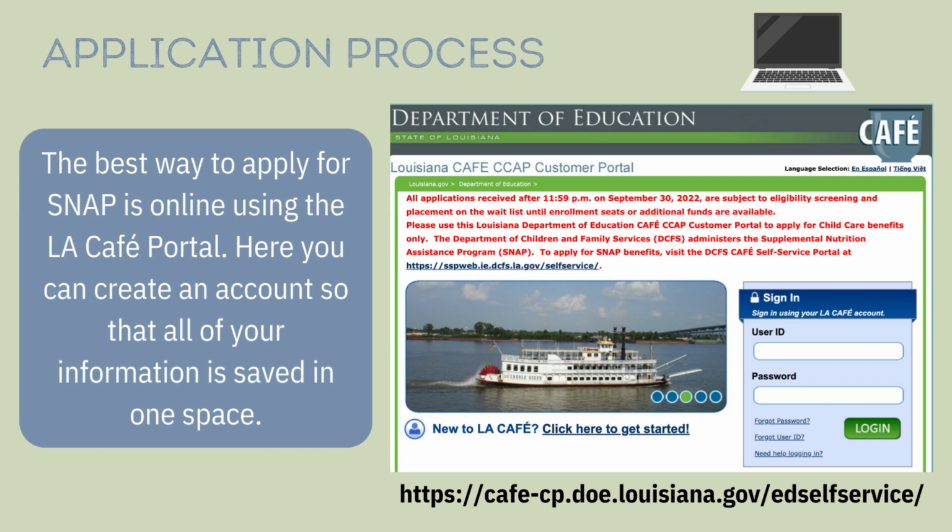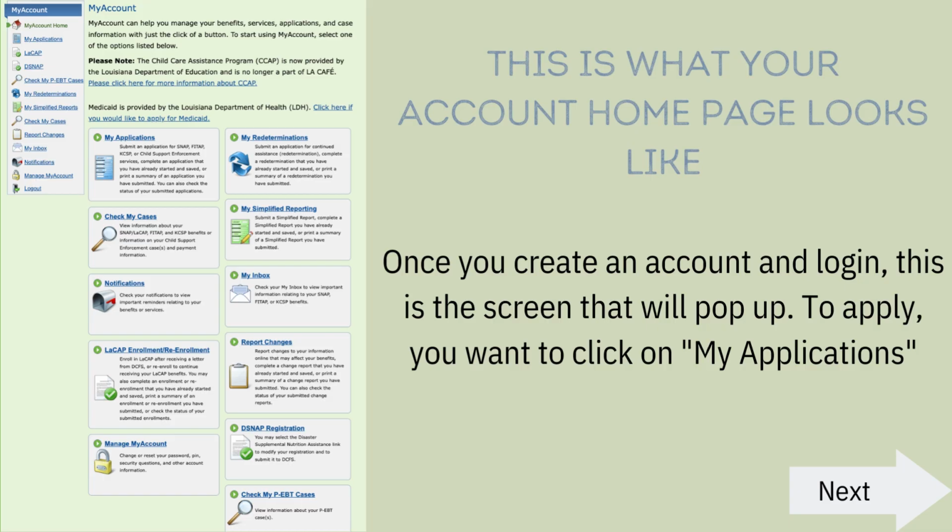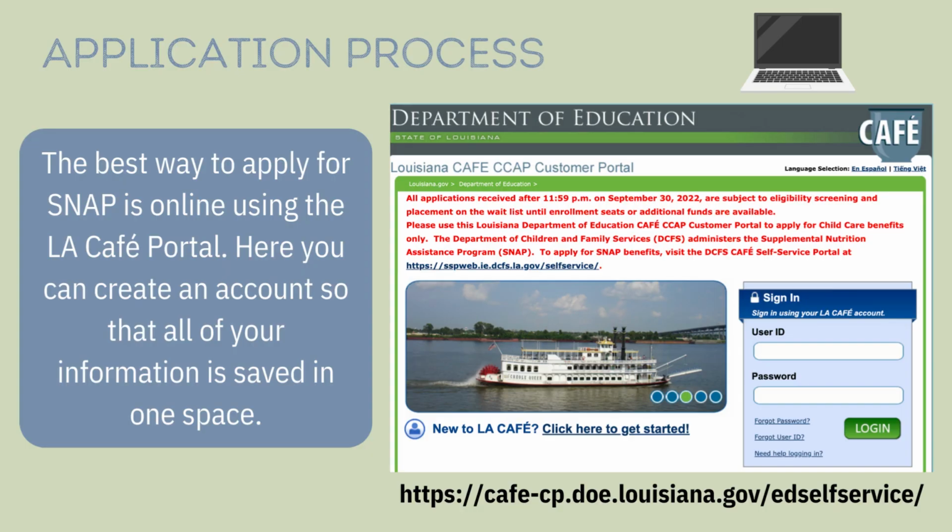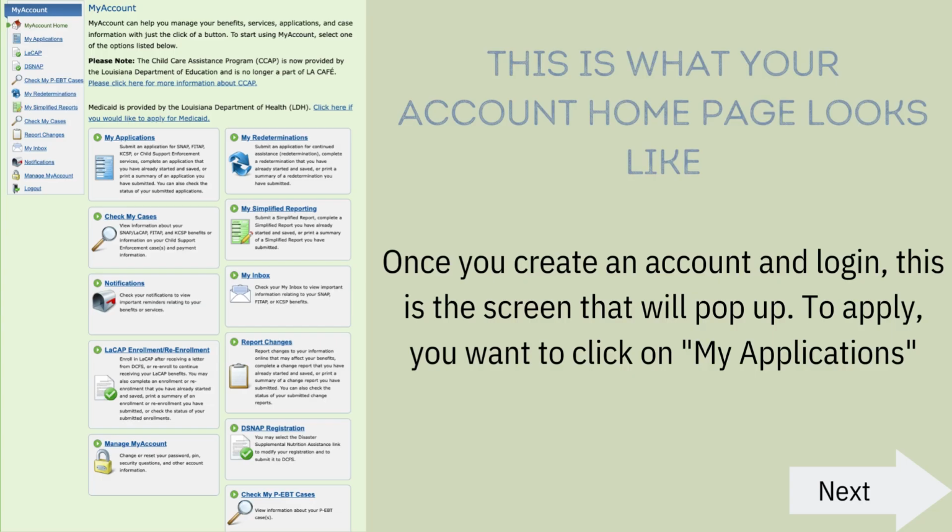But if you don't have access to a computer, you can also apply with a paper application or over the phone. I have the number listed at a later slide, or you can go to your local office. But again, doing it online is the best way that you can do it. So once you create that account right here where it says click here to get started, you're going to click that and make your user ID and password.